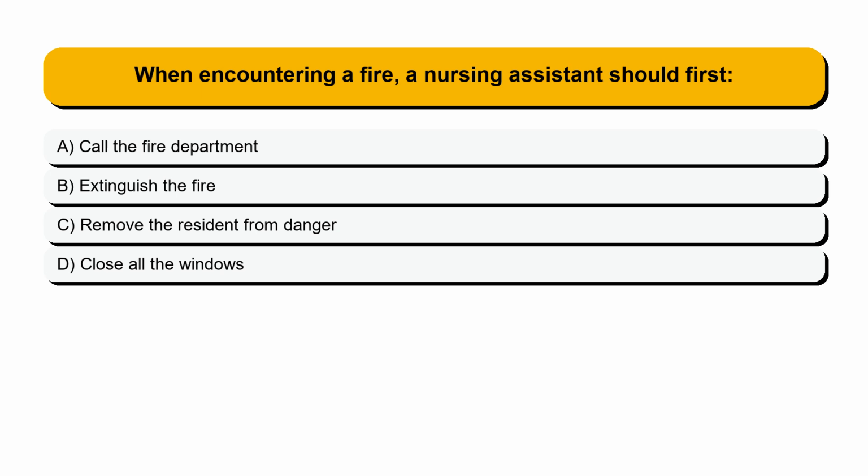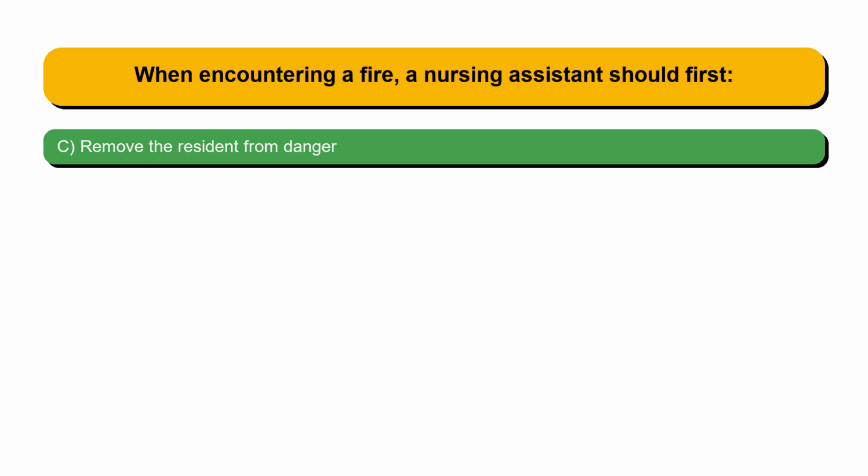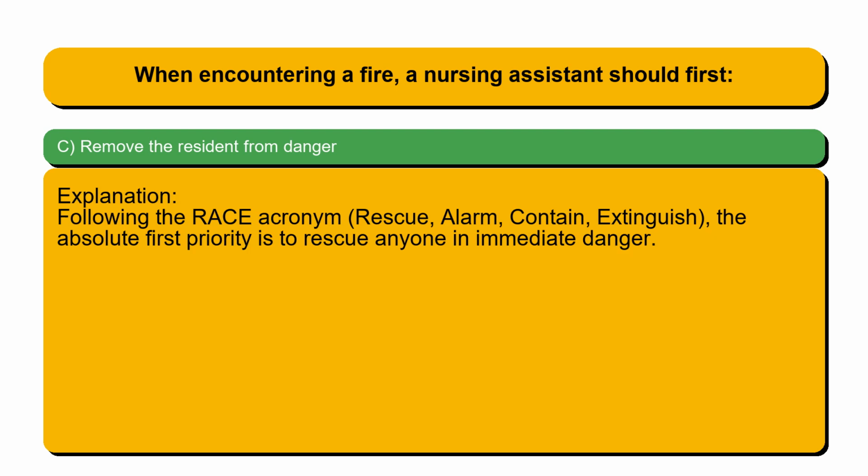Question 83. When encountering a fire, a nursing assistant should first: Option A. Call the fire department. Option B. Extinguish the fire. Option C. Remove the resident from danger. Option D. Close all the windows. The correct answer is Option C. Remove the resident from danger. Following the RACE acronym, rescue, alarm, contain, extinguish, the absolute first priority is to rescue anyone in immediate danger.